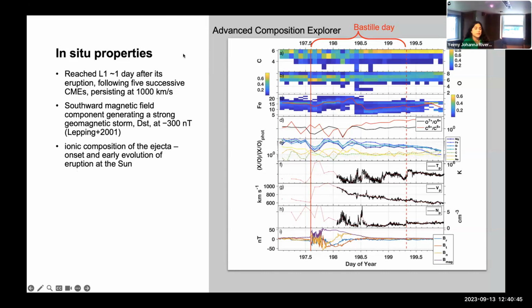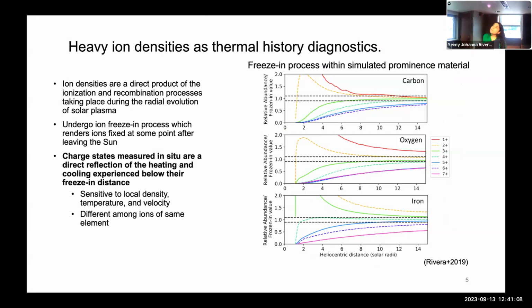So essentially the panels that we're going to be focusing on are these three panels here. The reason that's of interest to us is that the ion composition that we measure can tell you a lot about the early stages of evolution of the CME. The reason heavy ions are a great diagnostic of the thermal history early on is because they're a direct reflection of ionization recombination processes taking place early on.